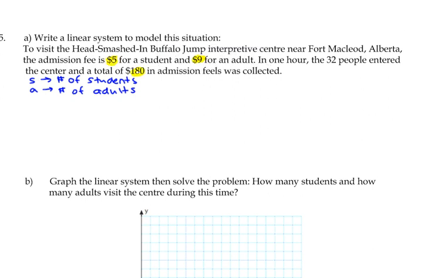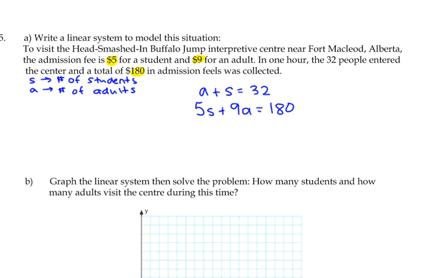Okay, so you should have had one equation as A plus S equals 32. And then all our money goes together: 5 times the number of students plus 9 times the number of adults equals 180. Or you could go 9A plus 5S, same thing. Okay?